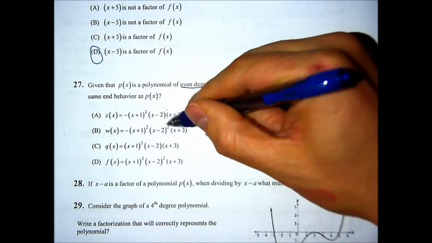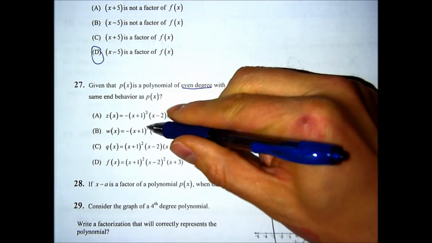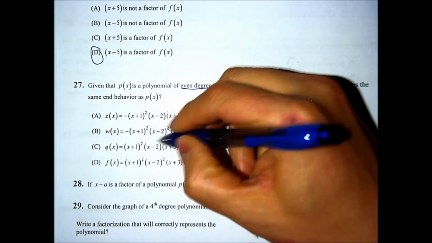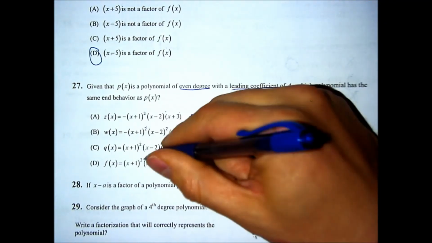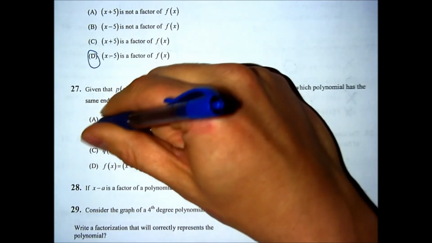This one's 2, 4, 5. That one's odd. It's an x to the fifth. X to the second plus 2 plus 1, that's x to the fifth. 2, 3, 4. That's even as well. And then 2, 4, 5. That one's odd. So the B and D are both odd.